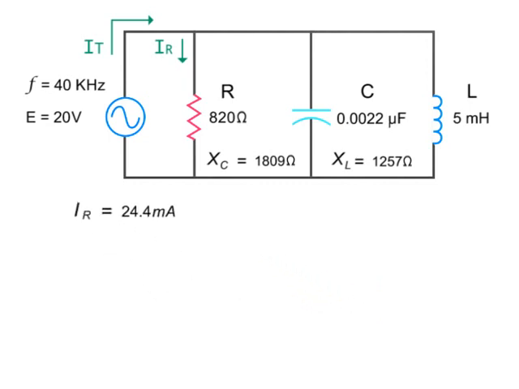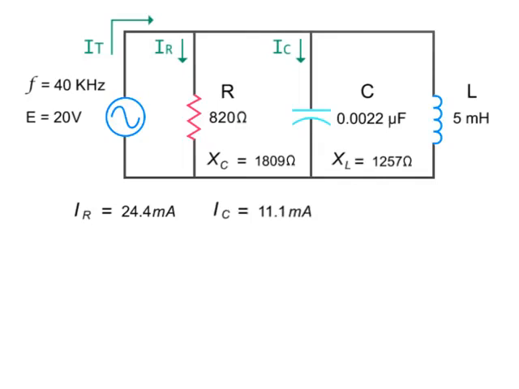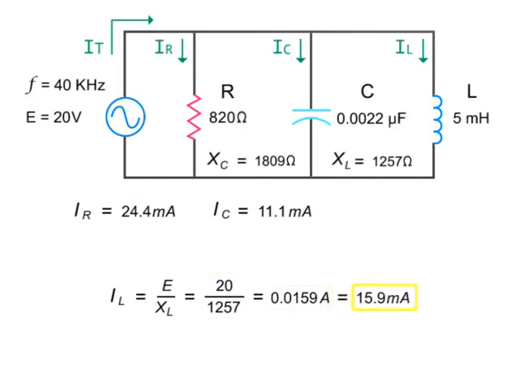To calculate the current through the capacitor, divide the source voltage by the capacitive reactance, or 20 volts divided by 1,809 ohms, which equals 11.1 milliamps. To calculate the current through the inductor, divide the source voltage by the inductive reactance, or 20 volts divided by 1,257 ohms, which equals 15.9 milliamps.